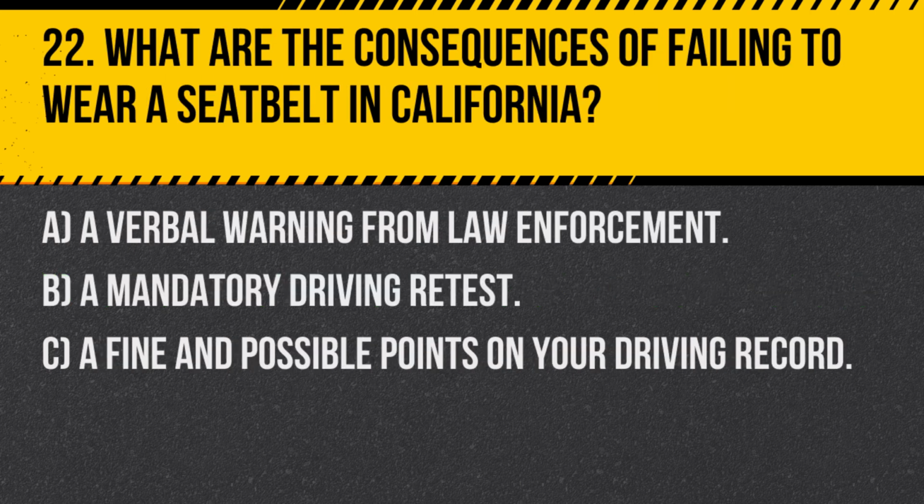Question 22. What are the consequences of failing to wear a seatbelt in California? A. A verbal warning from law enforcement. B. A mandatory driving retest. C. A fine and possible points on your driving record. Answer: C. A fine and possible points on your driving record. California law requires all drivers and passengers to wear seatbelts, and violations result in fines and points.